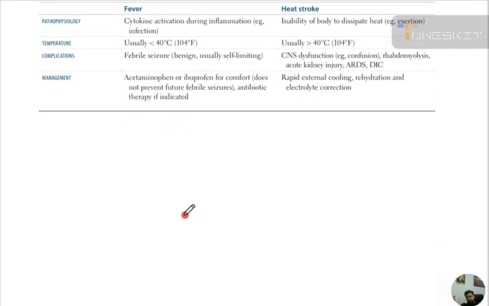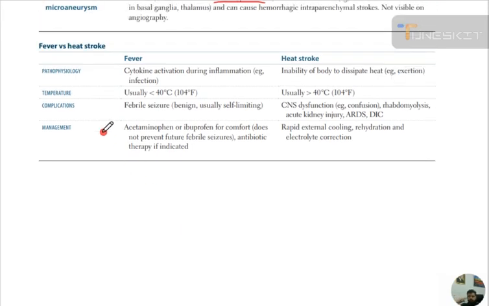Fever versus heat stroke. So, what is the pathophysiology? In fever, we have inflammation, and as a result of inflammation there is cytokine activation. This cytokine activation would increase the temperature of our body, resulting in fever. And what happens in heat stroke? It is an inability of the body to dissipate heat. For example, we have heat in our body, but this heat is not transmitted to the environment from our body. So this will at last raise our body temperature.